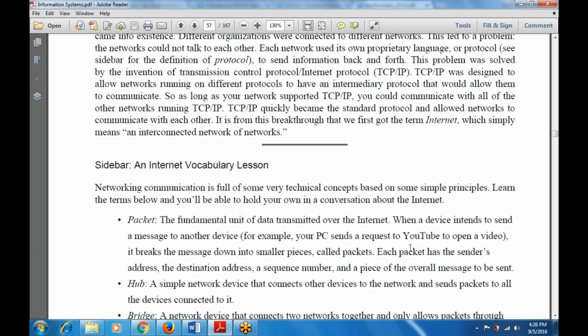A packet contains two parts: one is the header, and one is the data. The header contains the IP address of the receiver, and the data is the normal data that is being sent.